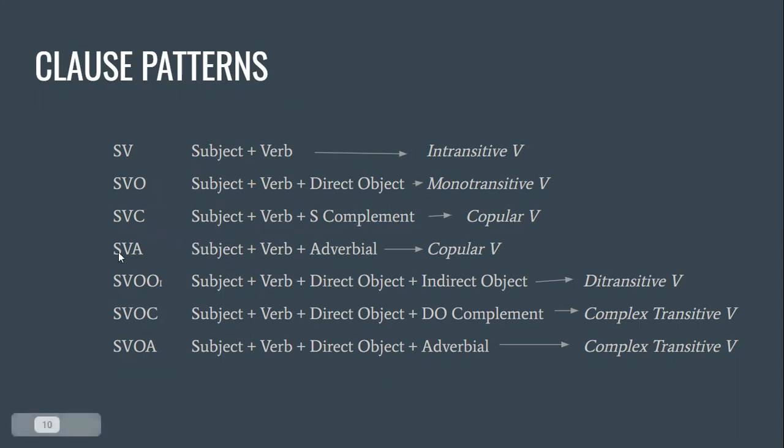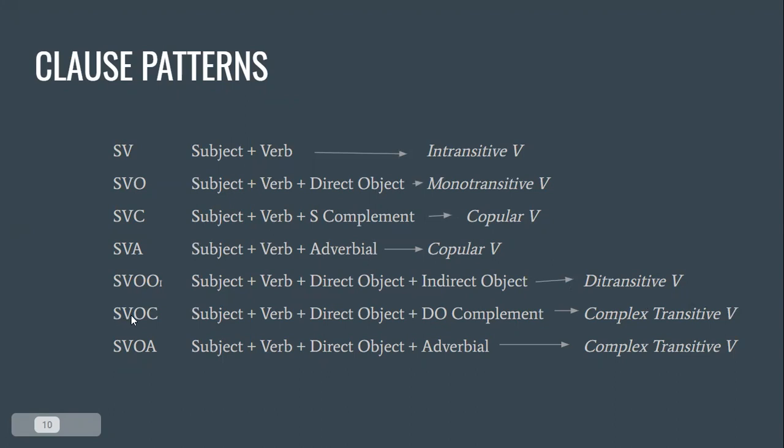If we're going to have SVA, we have a subject, a verb, and an adverbial, and again, a copular verb. For example, she is late. If we are going to have the pattern SVOO, we have a subject, a verb, a direct object, and an indirect object. And the type of verb is going to be a ditransitive verb.